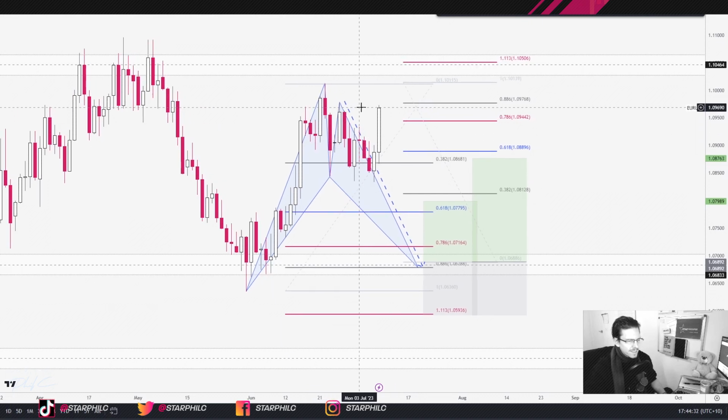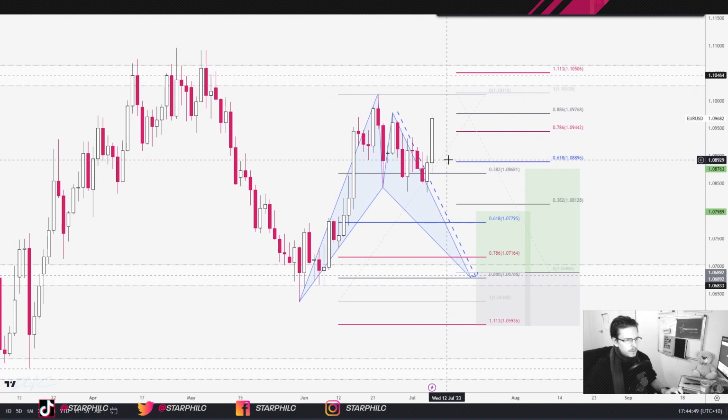All right. Here we go. We are at the euro dollar right now. Actually, what I'll do is teach you how to identify the bat pattern and how to trade it. Do I have time? Let's see. Right, so with the bat pattern here, this is still valid.